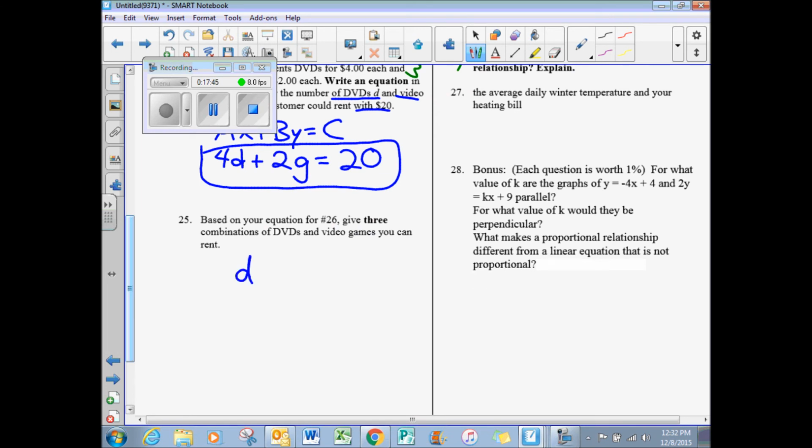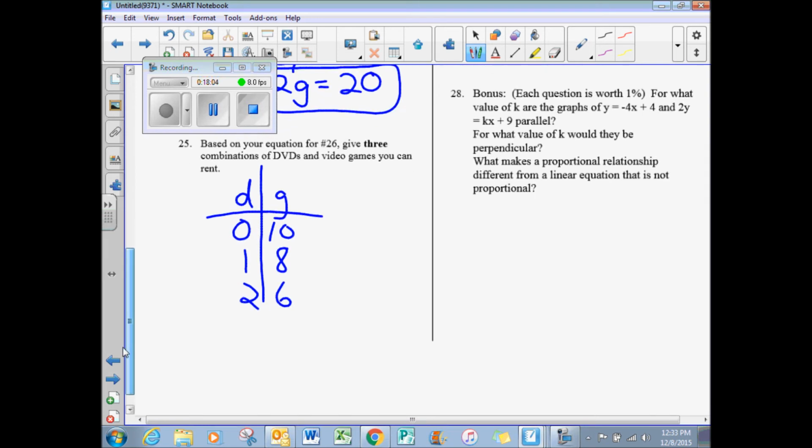Now if I look at, okay, well how many could I buy of each? Well, let's think of D and G. What if I bought 0 DVDs? How many games could I buy? 10. What if I bought 1? That would be 20 minus 4 is 16. It would be 8. What if I bought 2? This would be 8. You get 2G equals 12. That would be 6. And we can see that there's a pattern.